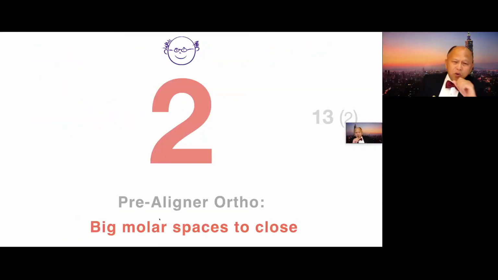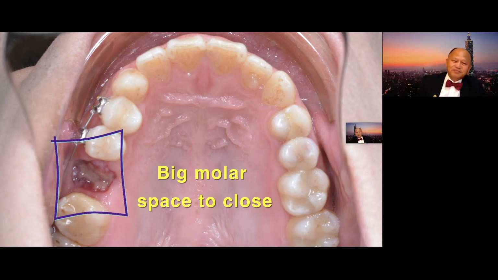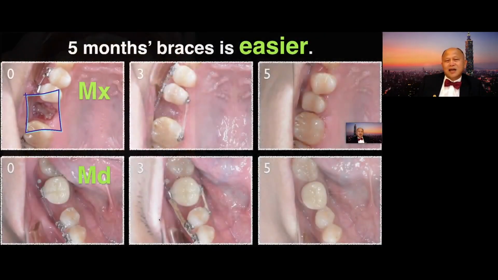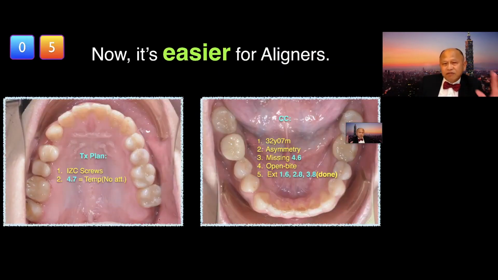How about big molar space? We talk about big molar space. If you try to close this molar space by moving the second molar forward, most likely you will mesially tip the second molar. What I did in this case, I used 5 months of braces with buccal mechanics, and I was able to close the space. And down below, I also closed this first molar space as well. Just 5 months. And now, it's easier for aligner.